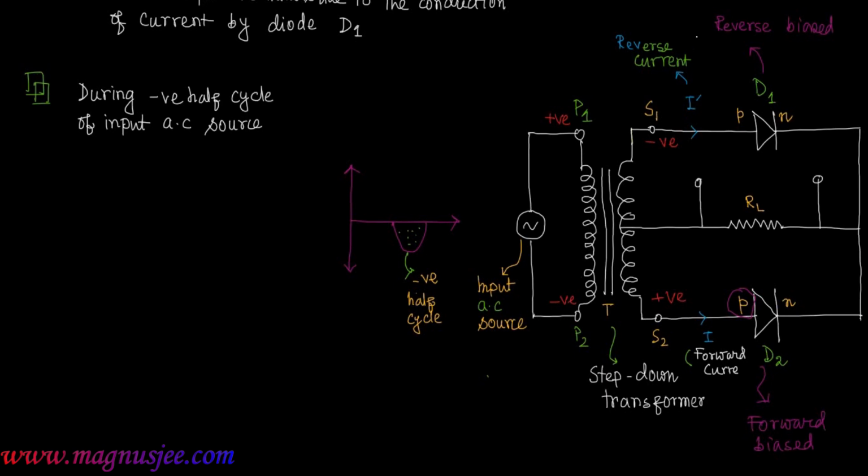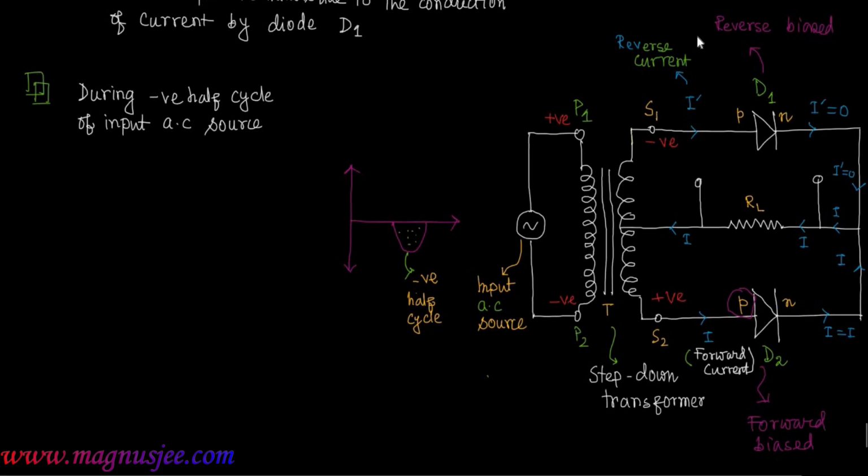So in this case, forward current will pass through which diode? Diode D2. In this case, current I will be flowing. But on the other side, diode D1, what will be the value of I prime? I prime will be 0. Here I prime, the reverse current, will be 0 and forward current is I. This is forward current I. I will be flowing in this way.